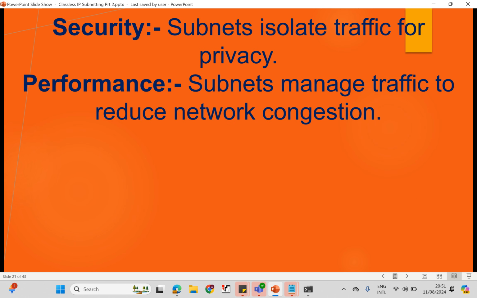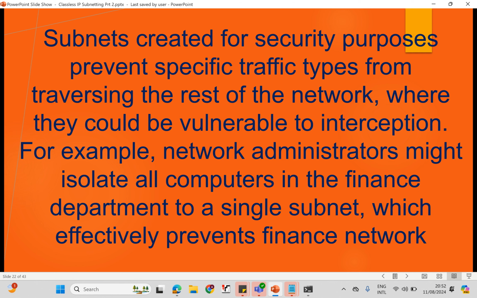I will explain. Why do we create subnets? Number one, for security purpose. Number two, for performance. So subnet isolates traffic for privacy. You will see in the next slide. Performance: subnet manage traffic to reduce network congestion. Subnet created for security purpose prevents specific traffic type from traversing the rest of the network, where they could be vulnerable to interception.